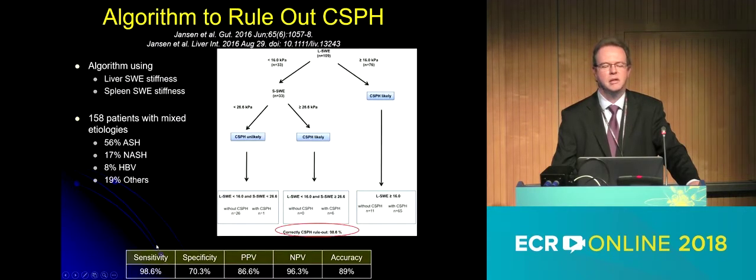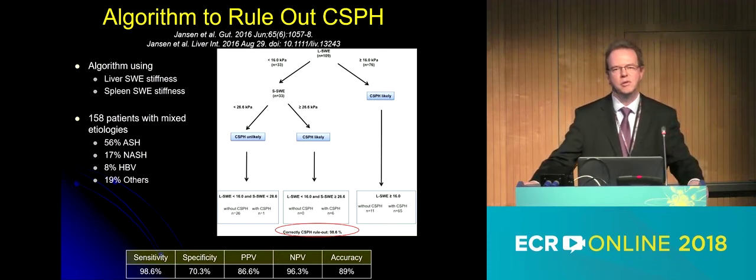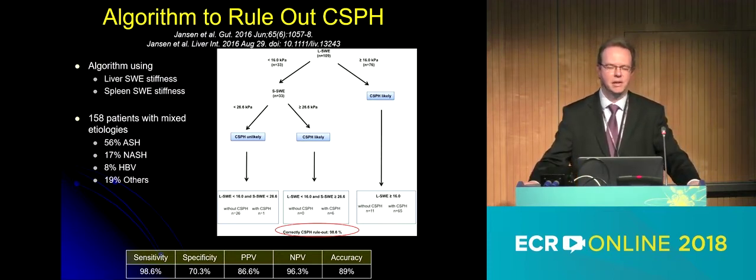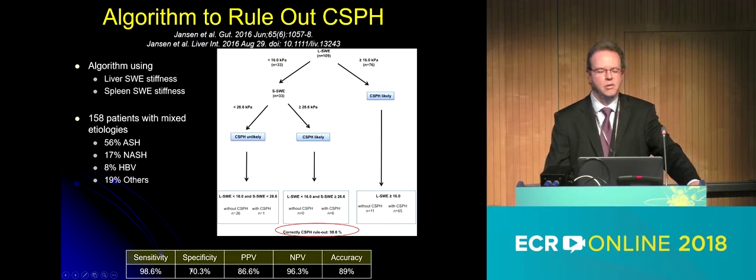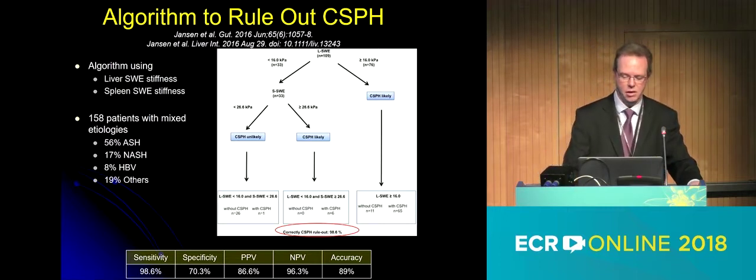So that's probably why Jensen, a year later, proposed to combine both measurements, liver stiffness and spleen stiffness, with this algorithm. So you first perform a liver stiffness assessment. If it's high, portal hypertension. If it's low, then do a measurement of the spleen stiffness. If it's high, portal hypertension. And if it's low, probably no portal hypertension. And doing this, these authors could reach a sensitivity above 98% to rule out portal hypertension, which is very impressive.